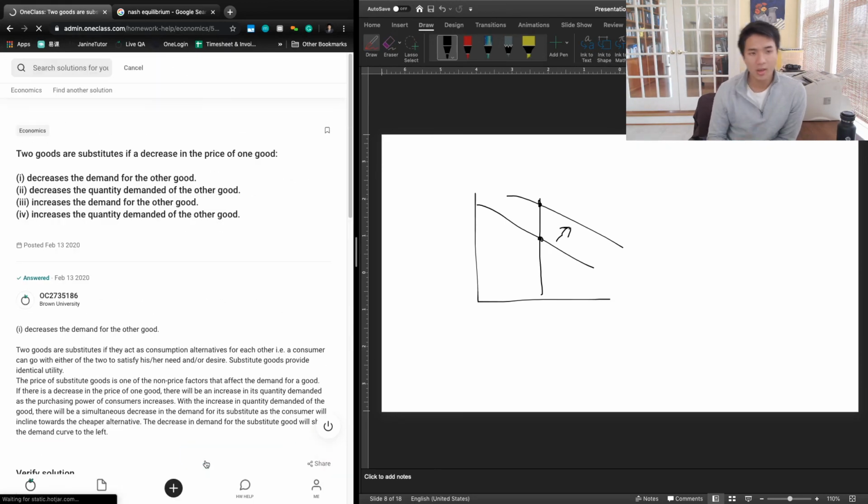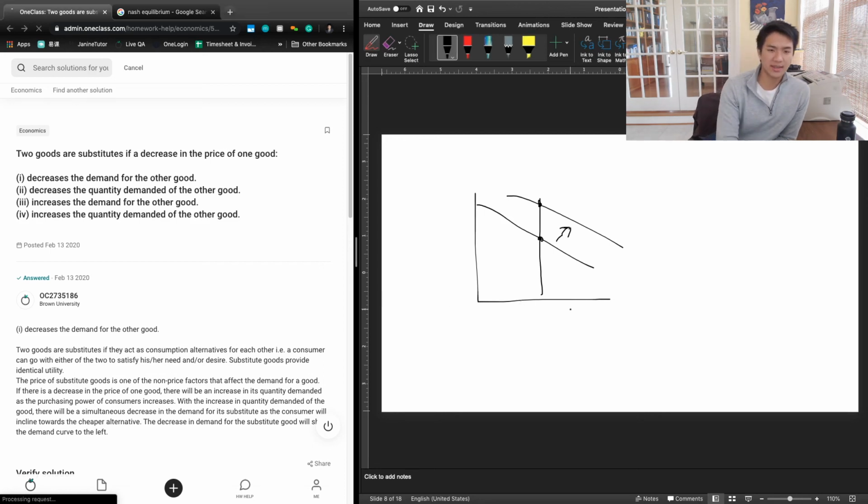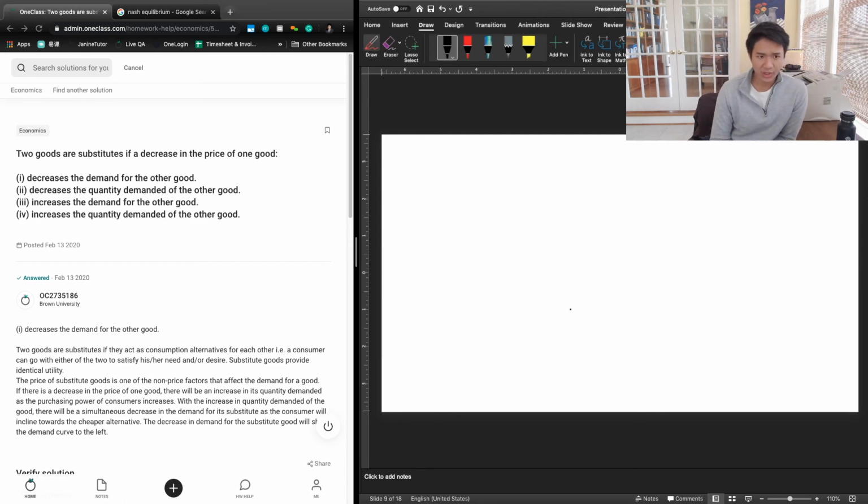So the next question says, two goods are substitutes if a decrease in the price of one good: A, decreases demand for the other good. B, decreases the quantity demanded of the other good. C, increases demand for the other good. Or D, increases the quantity demanded of the other good.